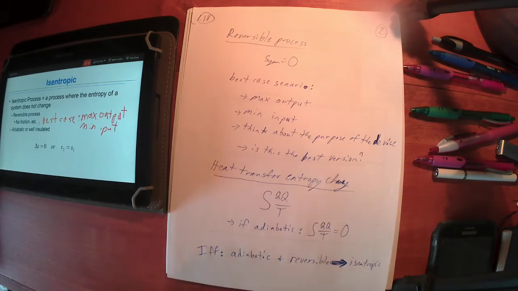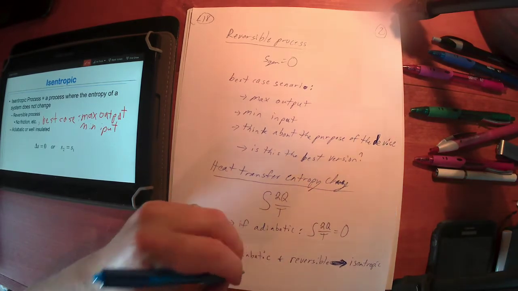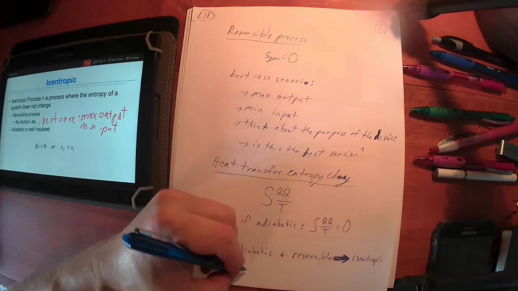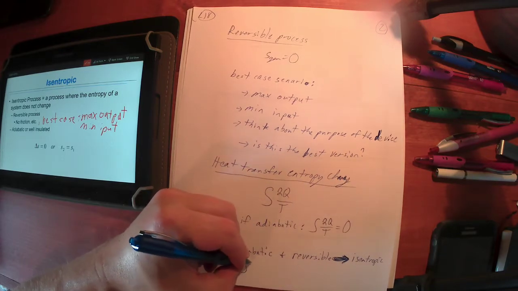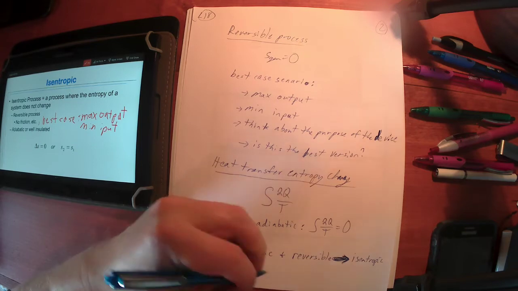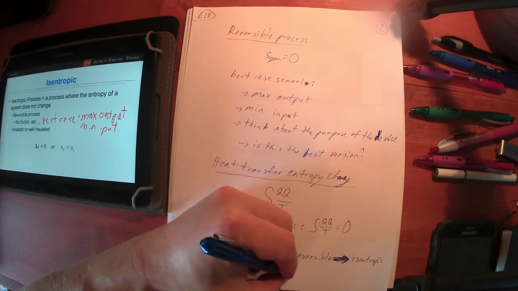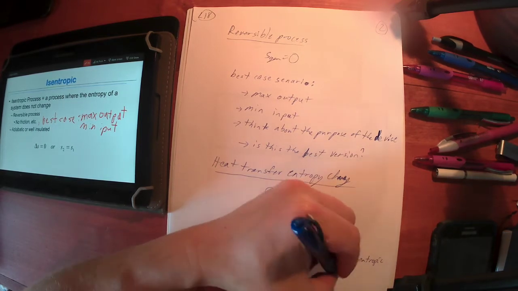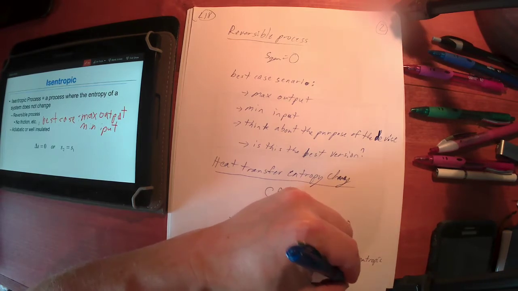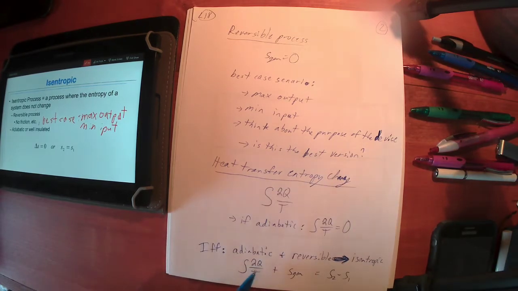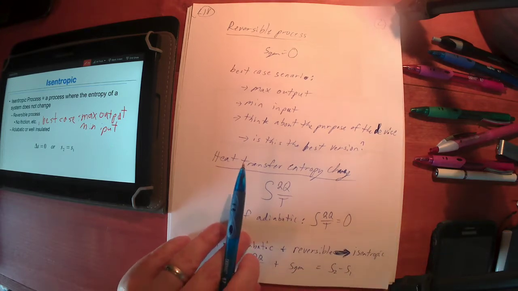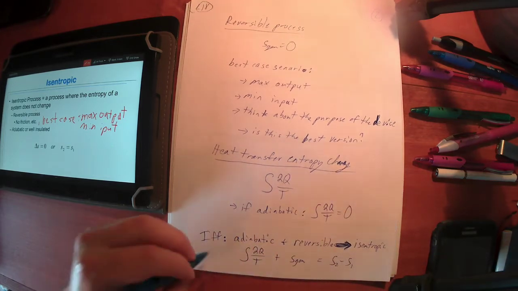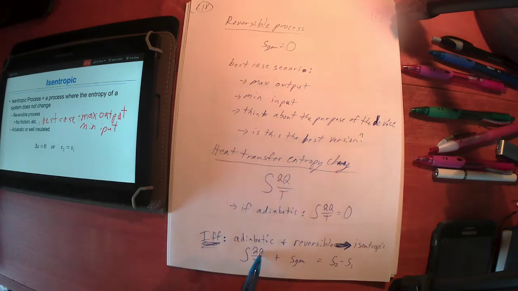Now, why the arrow? Again, remember the second law. The second law says that if I add up all of the heat transfer divided by temperature and add to it the entropy generated, this gives me the entropy change. So if this is 0 and this is 0, then this change is 0. That's the whole point of what we're talking about here.